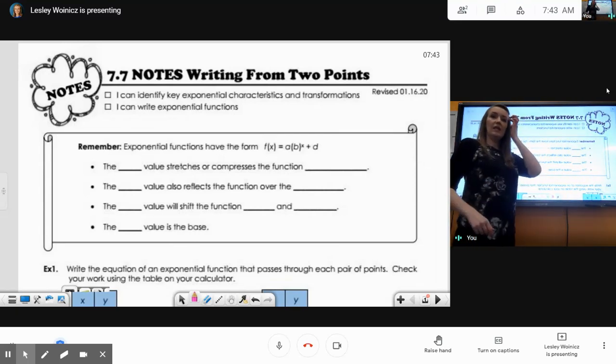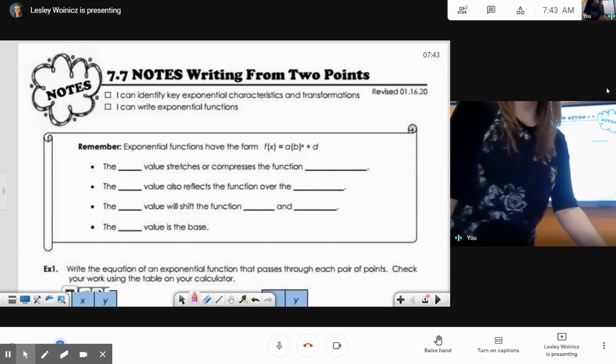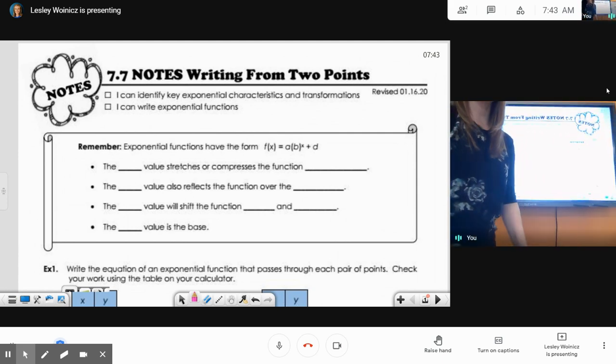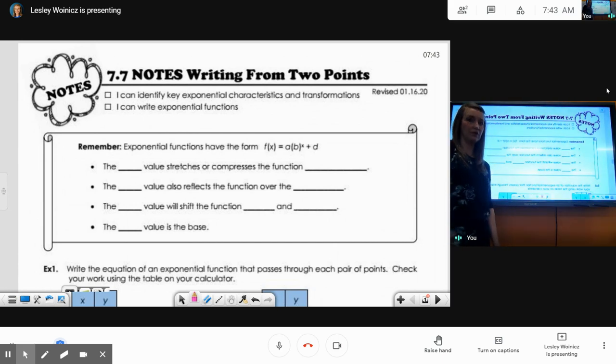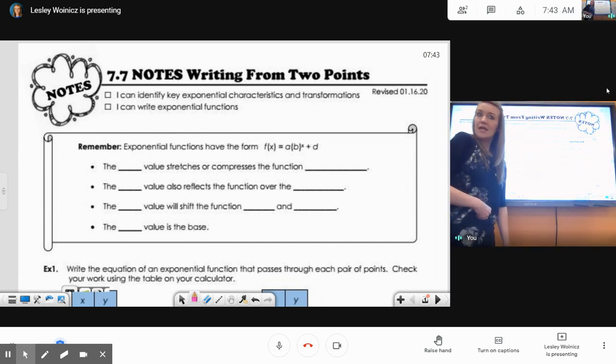Okay, yesterday we did writing from graphs, and now we are going to almost do the same kind of thing, only instead of having a graph, we're just going to have either a table or a list of points. Or, yeah, 2 points. And that's all it takes.